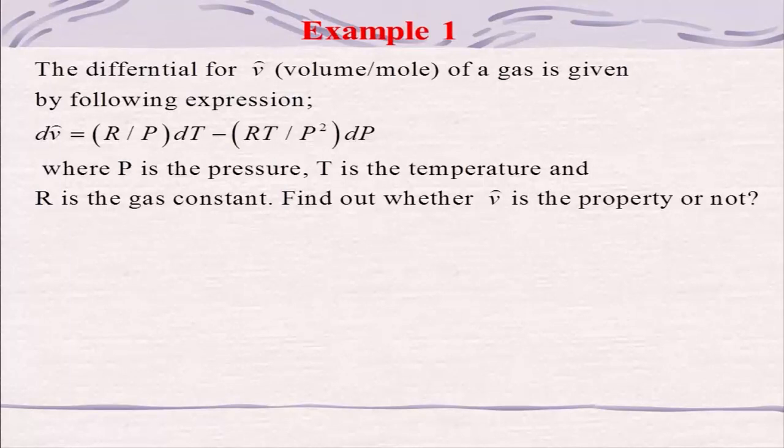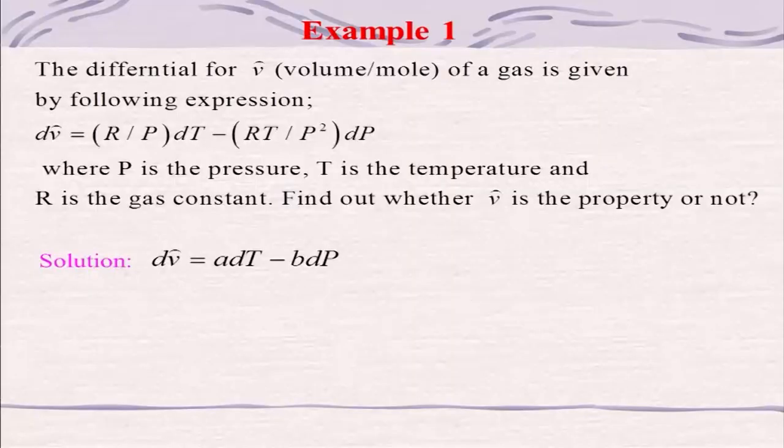Let us say that the differential for the volume, volume per mole, specific volume we can call, of a gas is given by the following expression: dv = (R/P) dT − (RT/P²) dP, where P is the pressure and T is the temperature, R is the gas constant, and we have to find out whether this specific volume is a property or not. Of course, you might know it is a property, but we need to know mathematically whether it is right or wrong. So we know dv = A dT − B dP. What is A? A is nothing but R/P. What is B? B = RT/P².